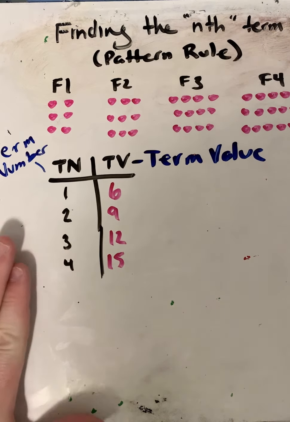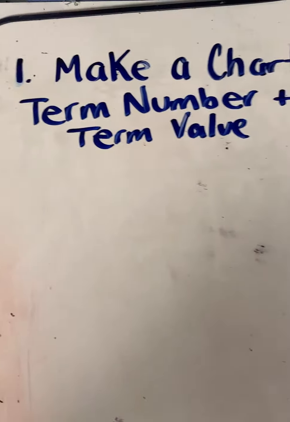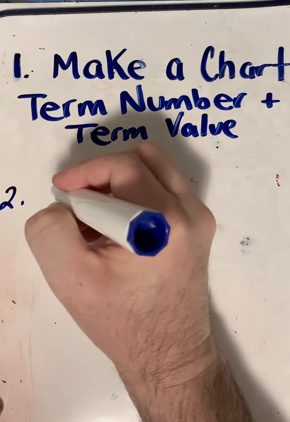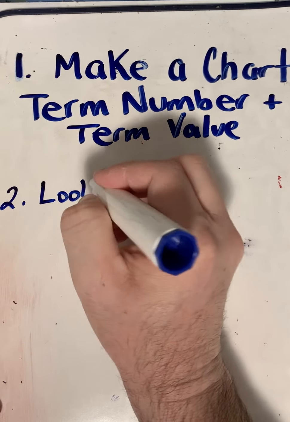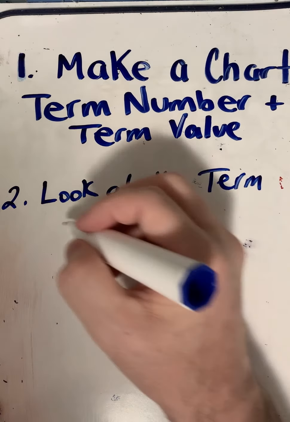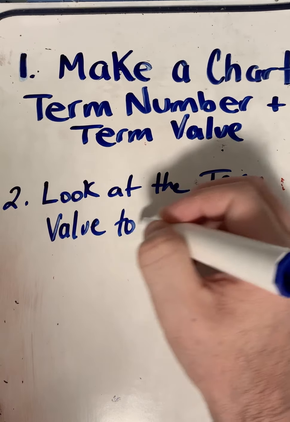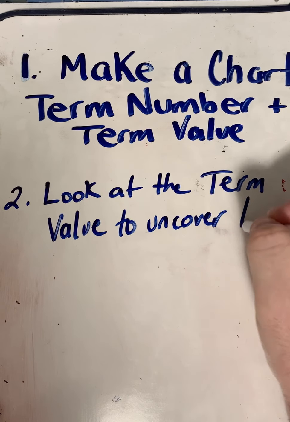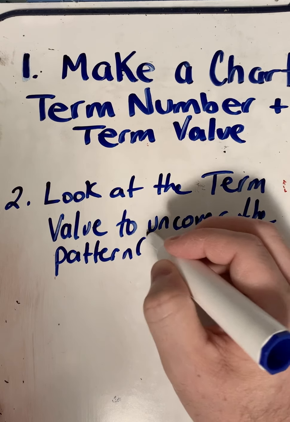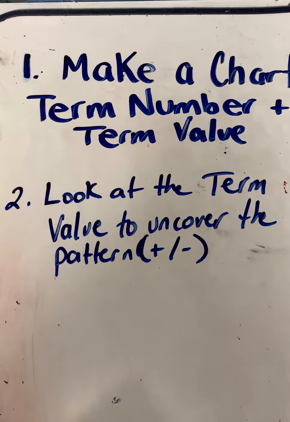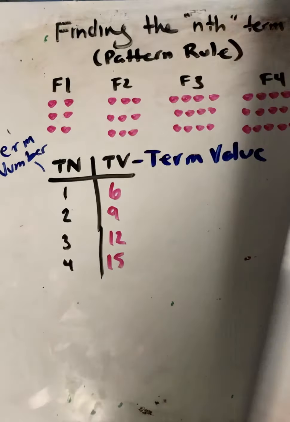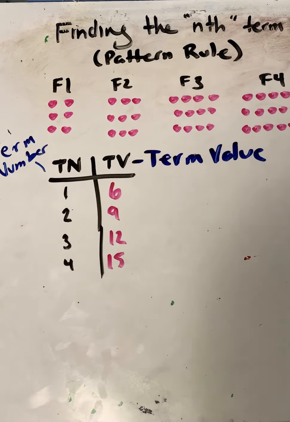So step 1, create our term, make a chart of our term number. Step 2 is we have to look at the term value to uncover the pattern, either increasing or decreasing, okay? So look at the term value to uncover the pattern, increase or decrease. So we'll do that right now, okay?